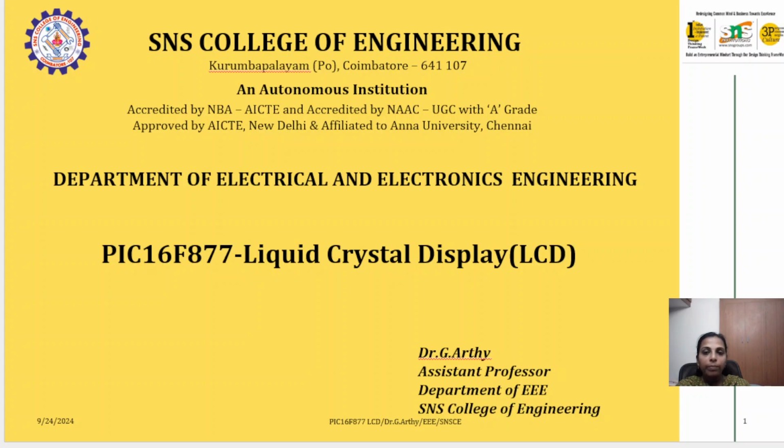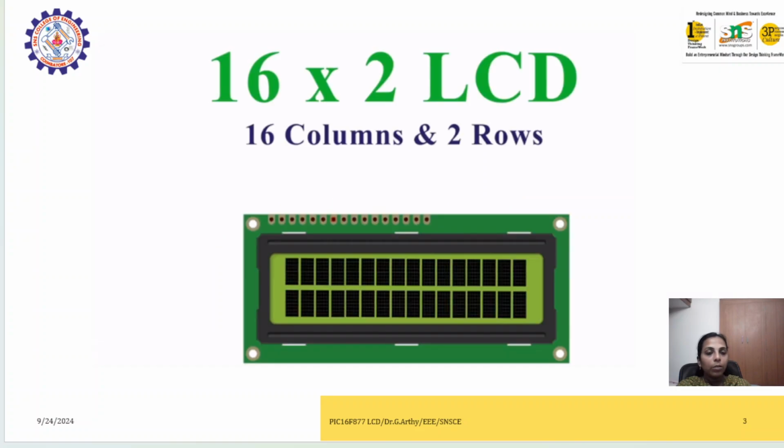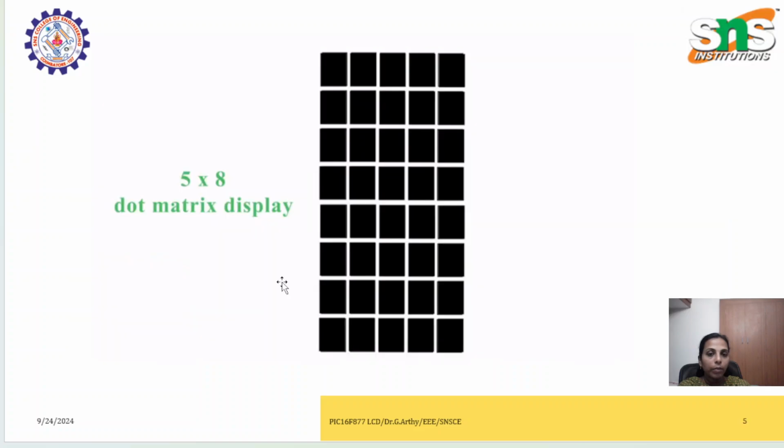Hello everyone. In today's lecture, let us discuss the LCD display, that is, liquid crystal display of PIC16F877. Normally it has a 2 row and 16 column LCD. So this is how it looks, and this is the expanded form of this cell, right? So how it looks is given here.